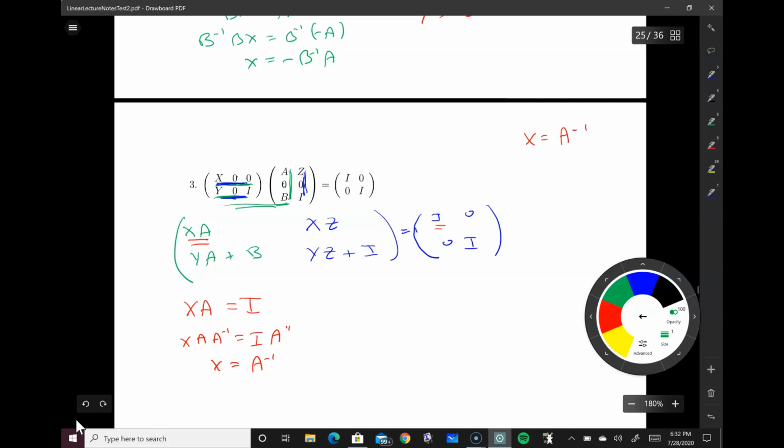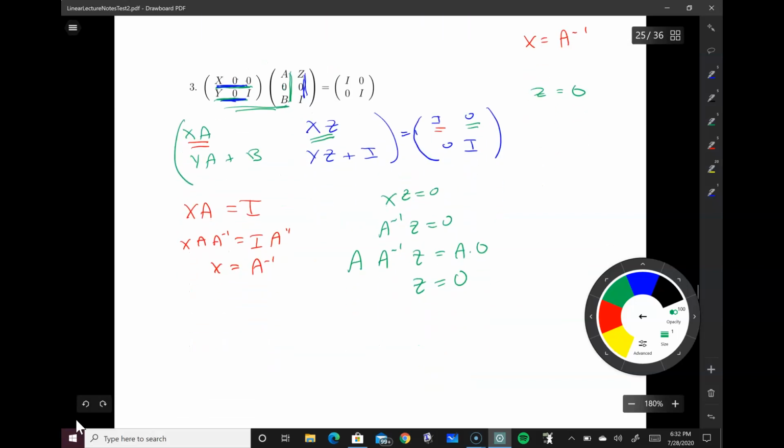So let's look at this one next. So I have XZ equals 0. So I'm trying to solve for Z. So I already know what X is equal to. X is equal to A inverse. So let's substitute that in. And let's multiply on the left by A on both sides. So this gives me Z equal, and 0 times the matrix A gives me 0.